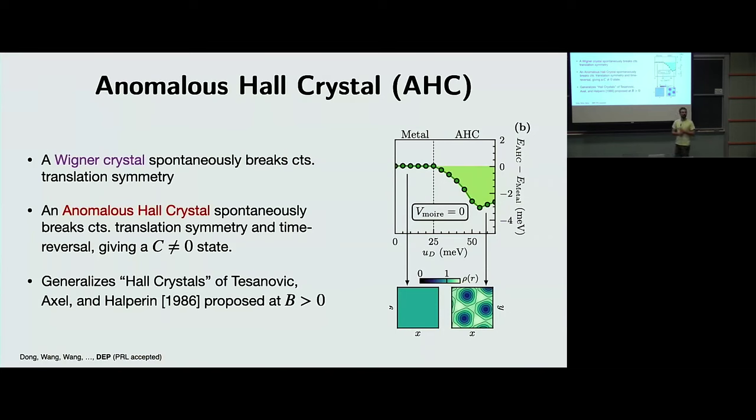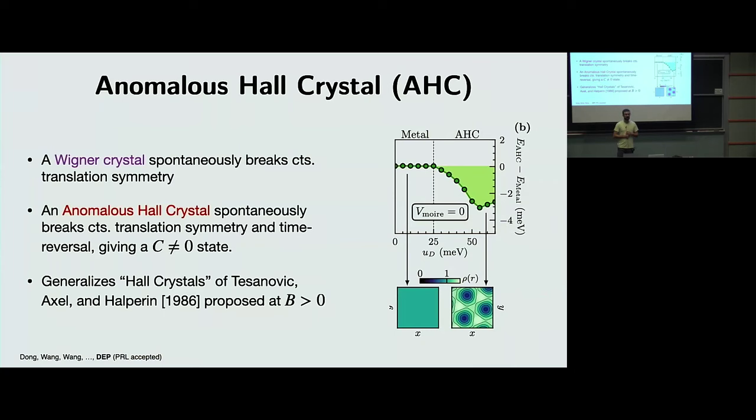And when we think about it from that perspective, something very funny is happening here. I'm saying that interactions will spontaneously break the continuous translation symmetry we have in our model down to discrete translation symmetry, opening up a gap to give us an insulator. So this is reminiscent of what happens in a Wigner crystal, where translation is spontaneously broken, except now we are spontaneously breaking time reversal as well to give us a Chern insulator.